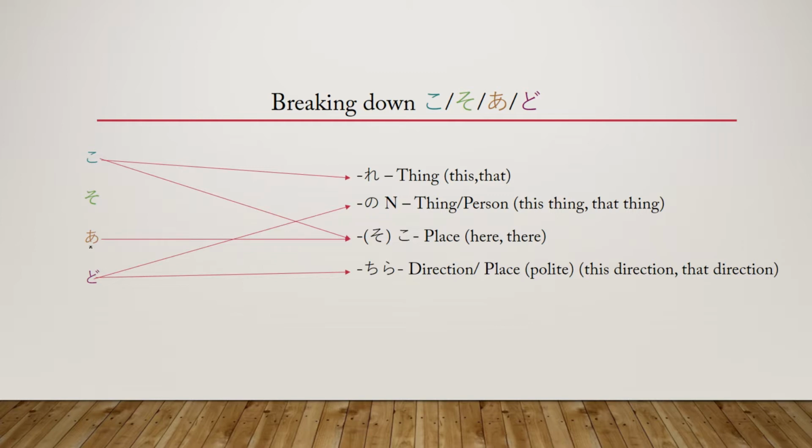And then now we have our a that's going to be attached to the ko, and like I said before, because it is a, there's a little special case here. You have to put the so next to it, so it's asoko. And so this prefix means that it is not close to the speaker and it is not close to the listener. So you are saying that place over there.